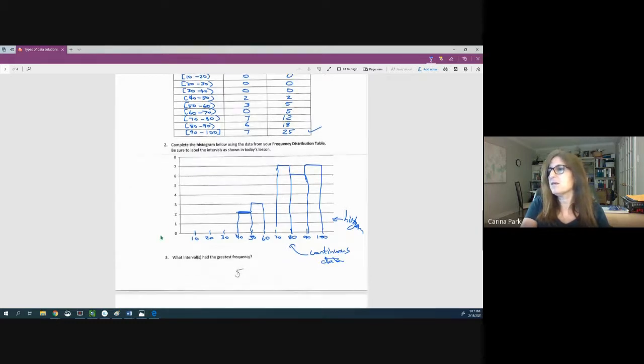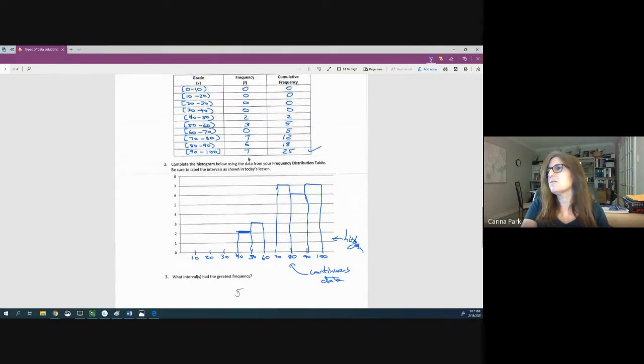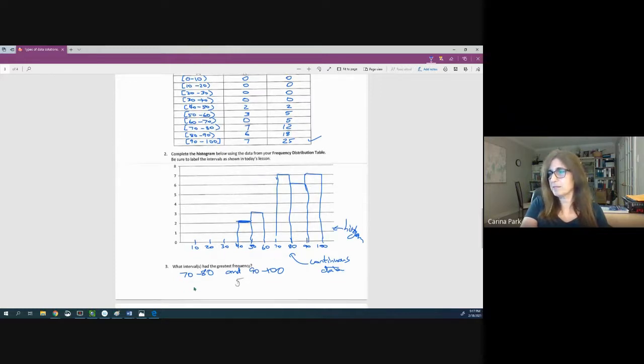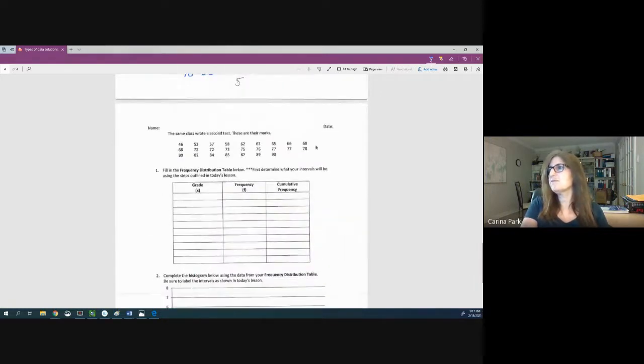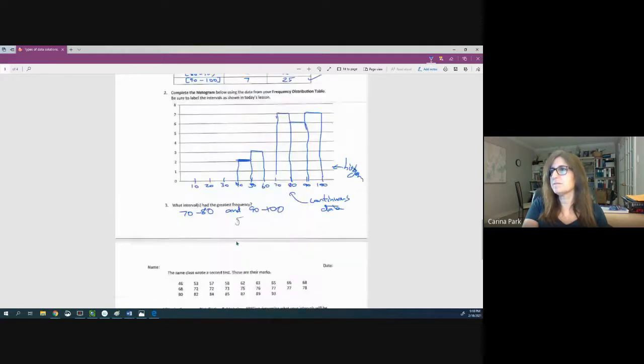And then the question said, what interval had the greatest frequency? So you could see which one had the greatest frequency. Well, between 70 and 80 was the most popular, but also 90 to 100 was the most popular. So I would say from 70 to 80 and 90 to 100. Okay, so that's your histogram. And then the practice will be different marks, and it's asking you to do it again for the different marks and then compare how the two histograms are the same and how they are different.